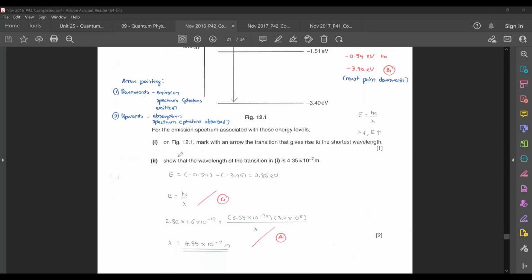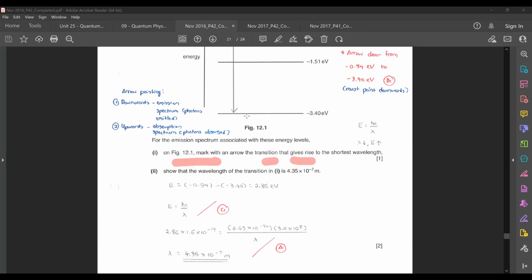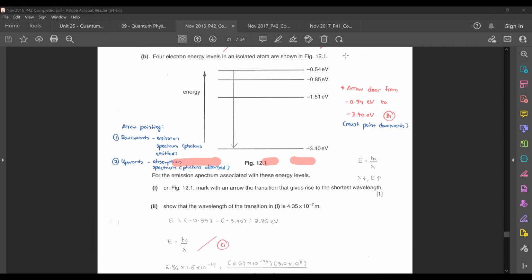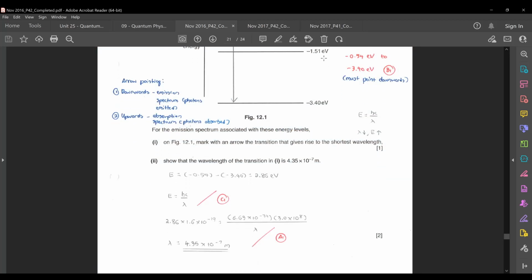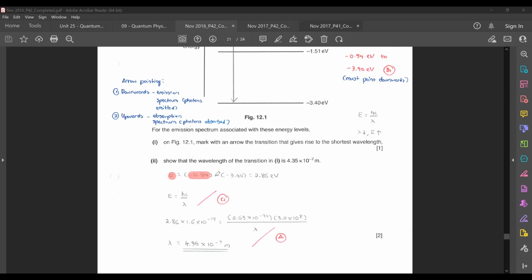Okay, and then from there, show that the wavelength of the transition that you just marked out is 4.35 times 10 power minus 7 meter. So your transition is between 0.54 to 3.4. You can just take the difference between them and ignore the negative. In my workings here, I actually included the negatives, negative 0.54 minus negative 3.4, but you actually don't need to bother about that. Just take the magnitudes, find the difference. You will get the value as 2.86 eV.